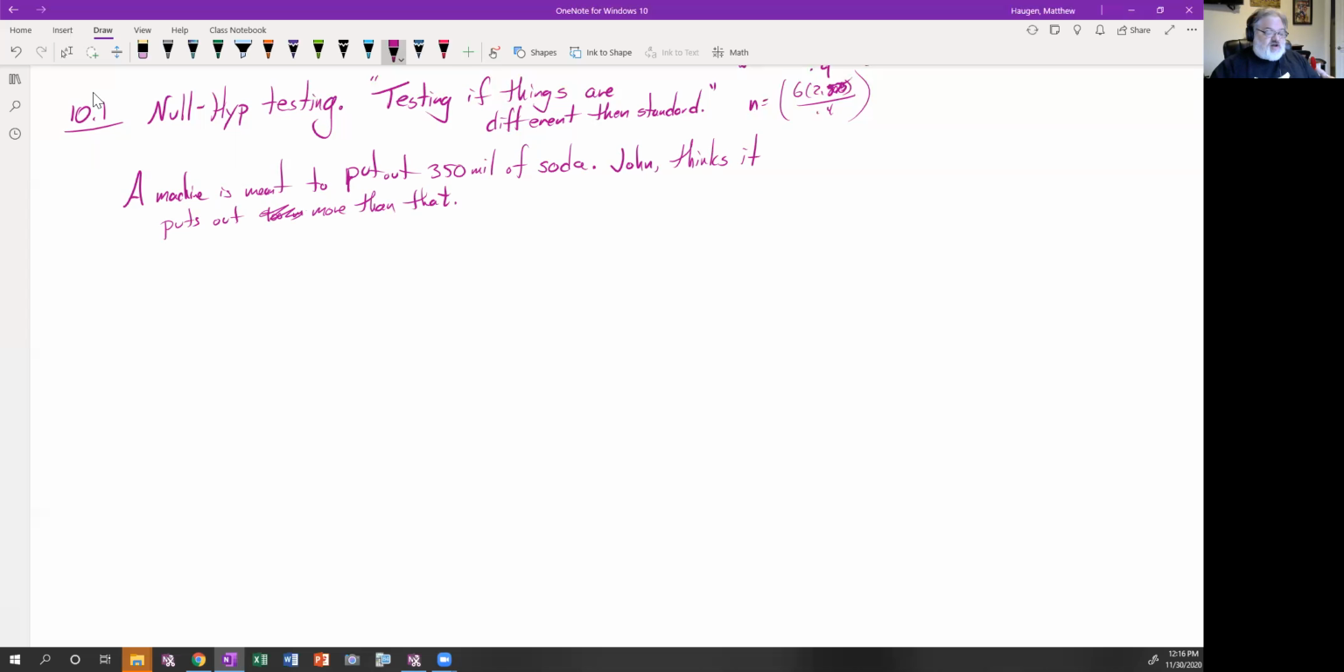That means John thinks what's going on is different from the standard, right? That this machine puts out more than it's supposed to. Fair? And we want to test that. We need to test this.